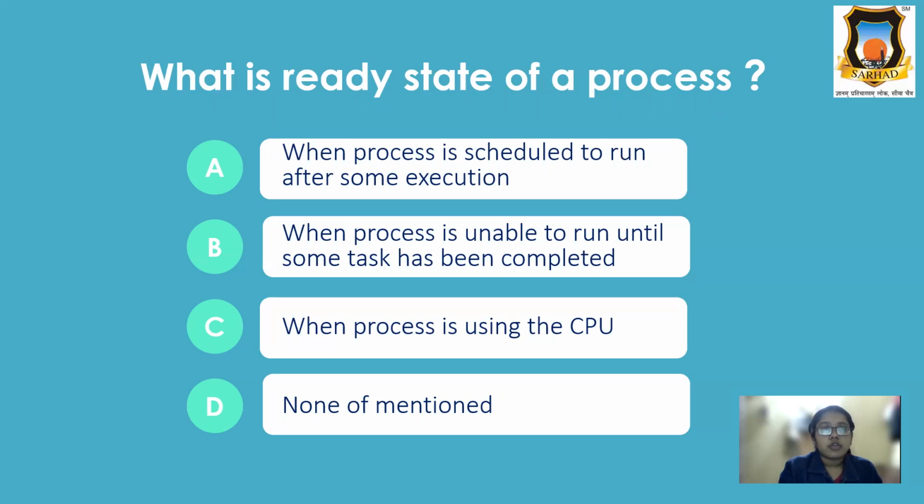Next question, what is ready state of a process? Option A, when process is scheduled to run after some execution. Option B, when process is unable to run until some task has been completed. Option C, when process is using the CPU. And option D, none of the mentioned. And the answer is option A, when process is scheduled to run after some execution.